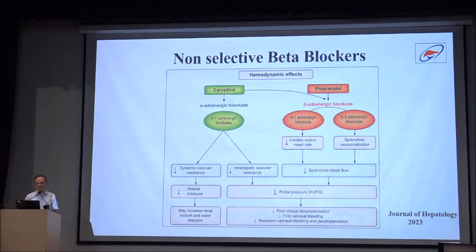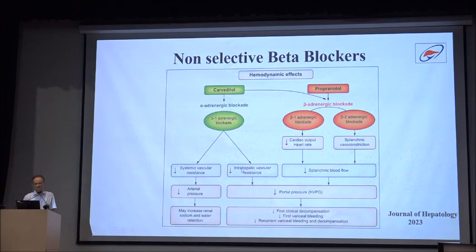Thereby, the alpha receptors remain open, and the catecholamines can act on the alpha receptors and bring about splanchnic vasoconstriction. This is somewhat similar to midodrine, because midodrine also acts directly on the alpha receptors, and the non-selective beta blockers act indirectly through the alpha receptors, and thereby cause reduction in the splanchnic blood flow.